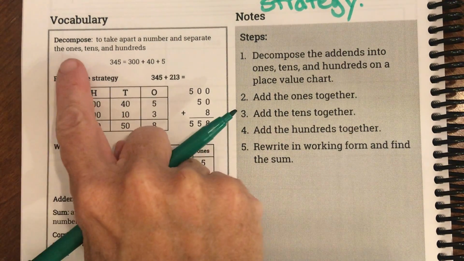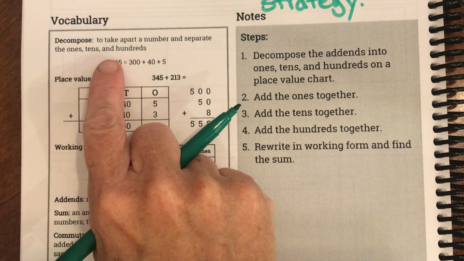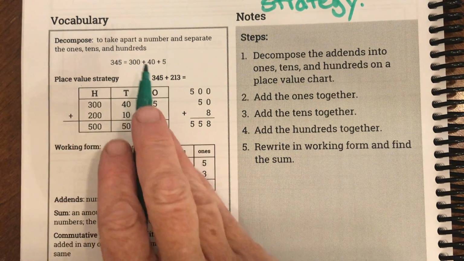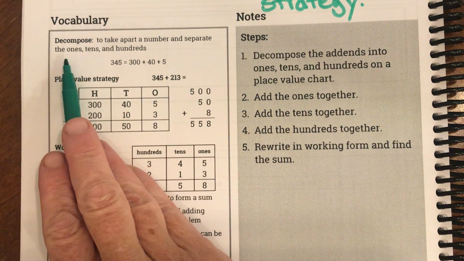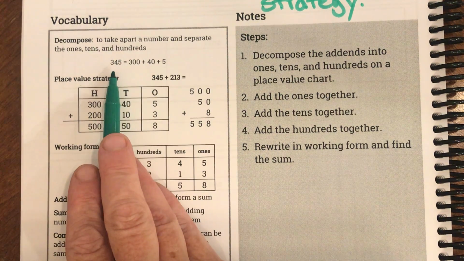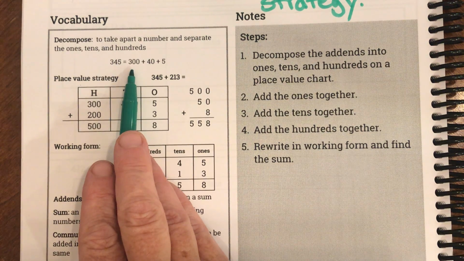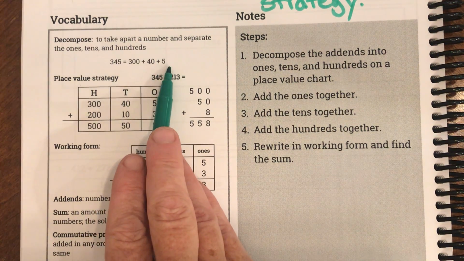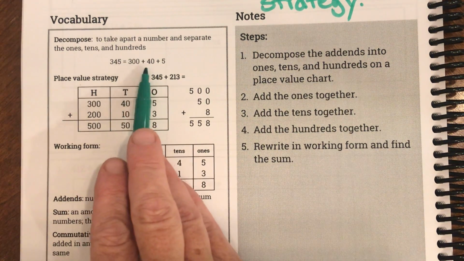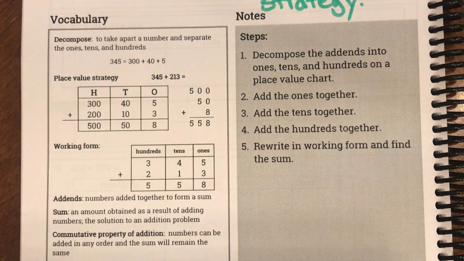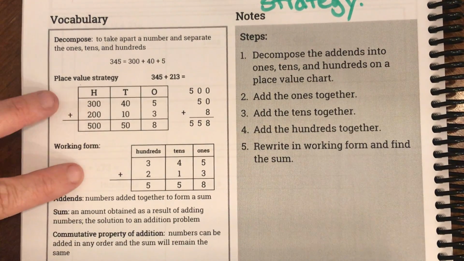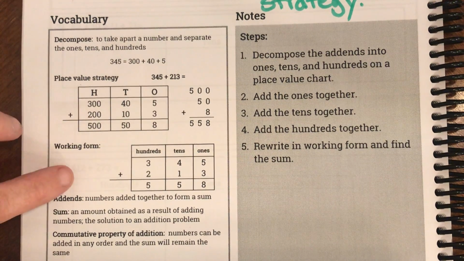We see the word decompose, and we've seen this in our last few lessons. It means to take apart a number and separate the ones, tens, and hundreds. So 345 has been separated into 300 plus 40 plus 5, because this is the hundreds, the tens, and the ones. These are the two parts that we're going to be using, our place value strategy and working form, so I'll show you those.